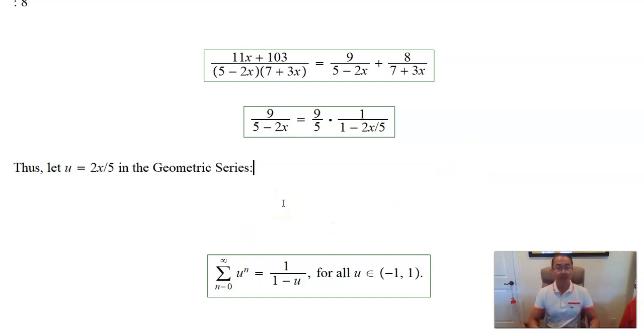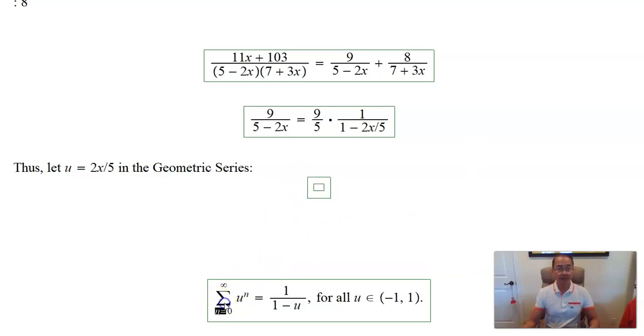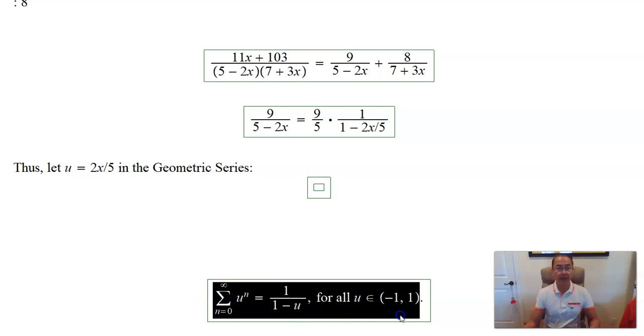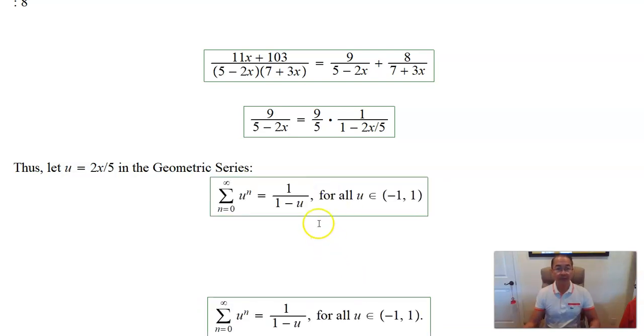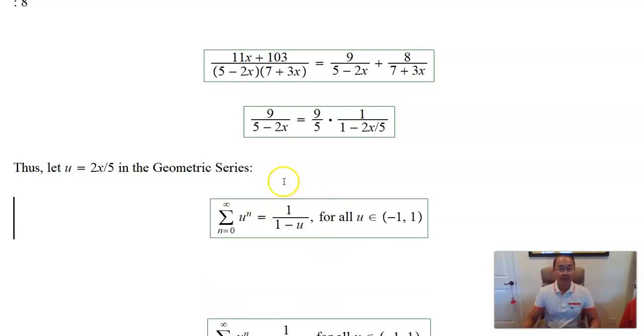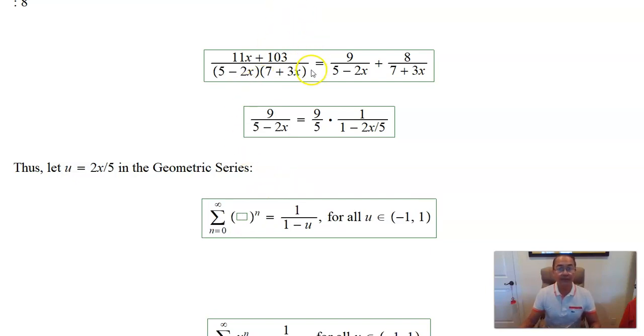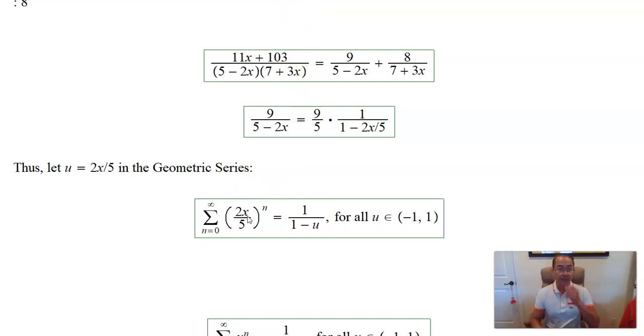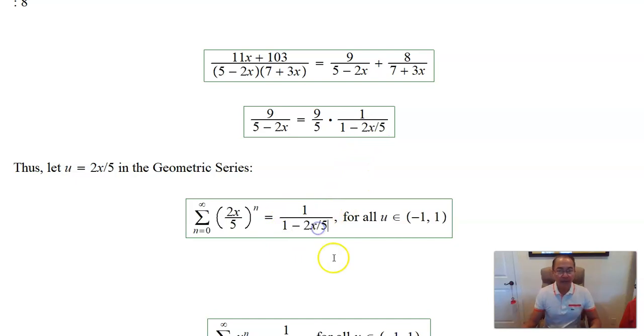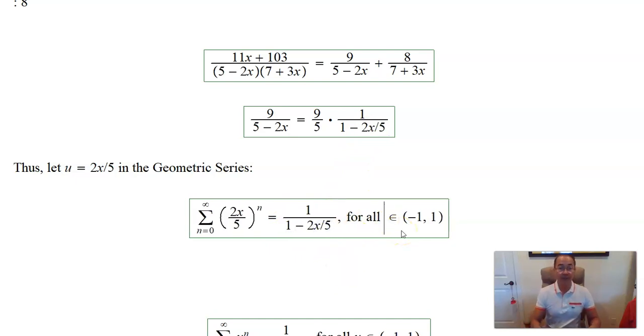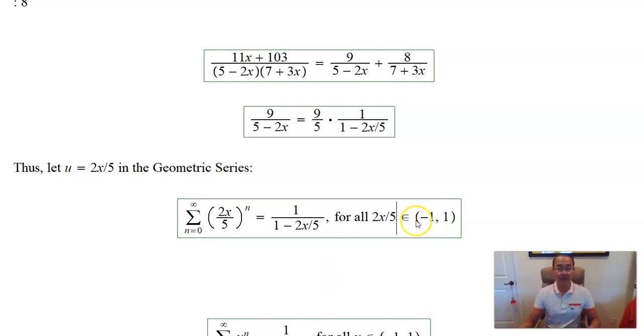All right, so we will copy this, and we are going to substitute 2x over 5 for u. Okay, let's put some space here. So let's make a fraction. We can use this one. 2x over 5 to the n. And we can keep it in this form on the right. And remember, you also have to change the domain. So 2x over 5 must be between minus 1 and 1. I think it'll look better with a fraction.